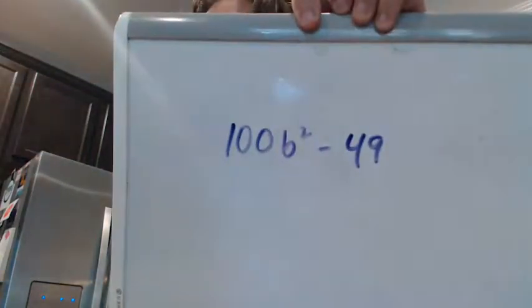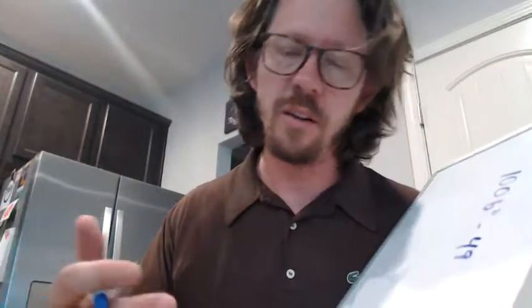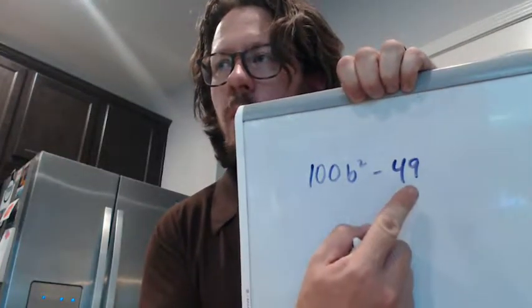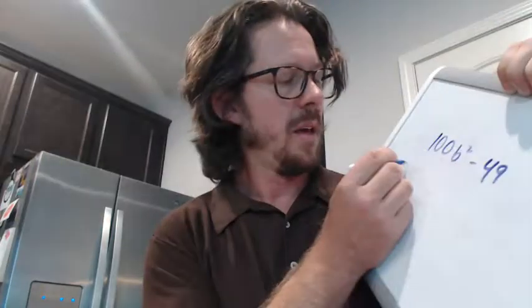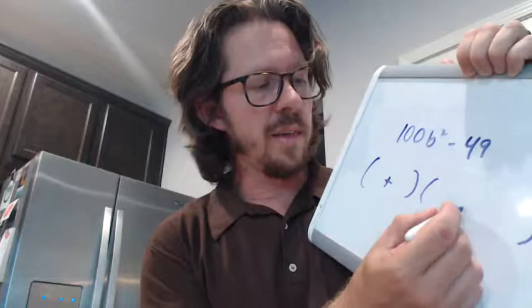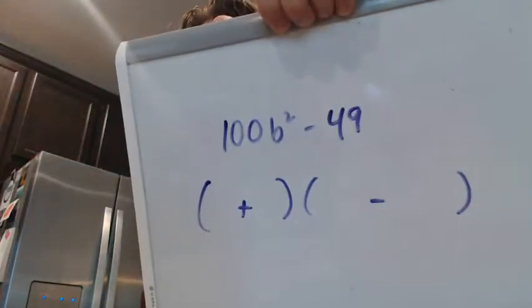So for example, if you had 100b squared minus 49, something like that, and you said, oh, that looks complicated. That looks like it might be hard to factor and find the zeros. Well, it's not very hard. This happens to be a perfect square. This happens to be a perfect square, and there's a minus in the middle. So all you'd have to do is say, okay, there's going to be 1 plus and 1 minus.